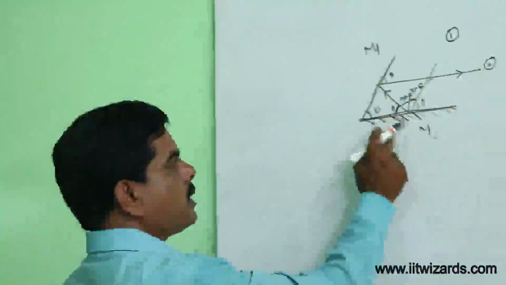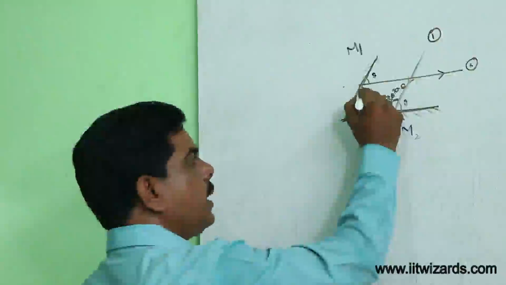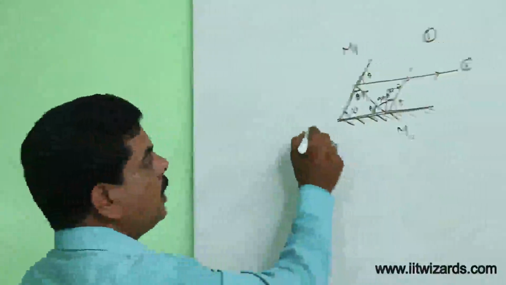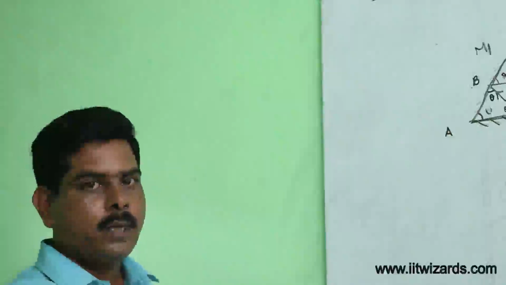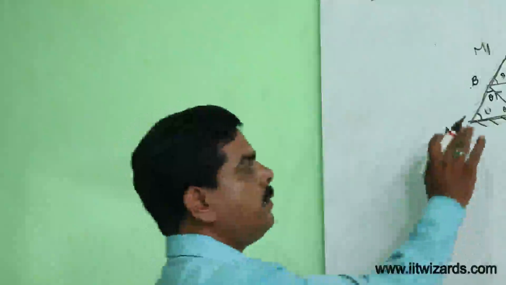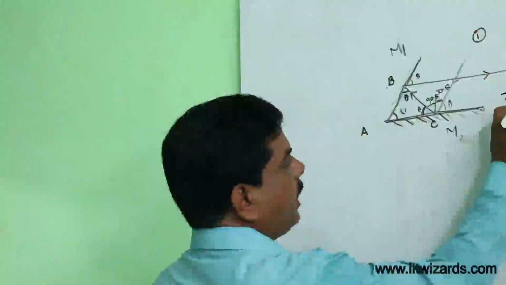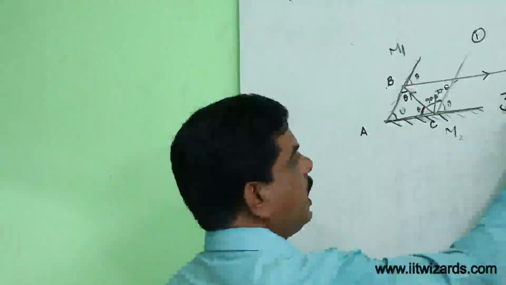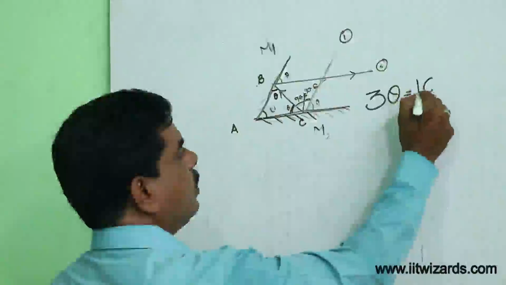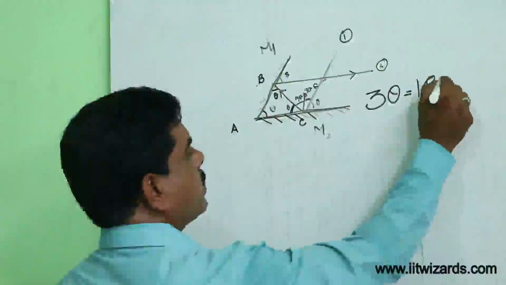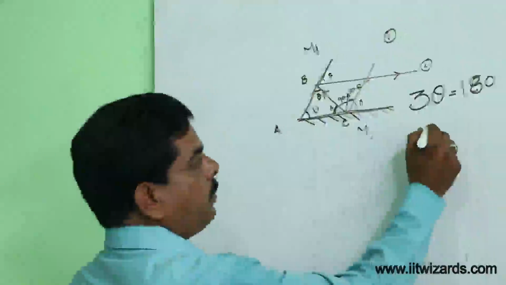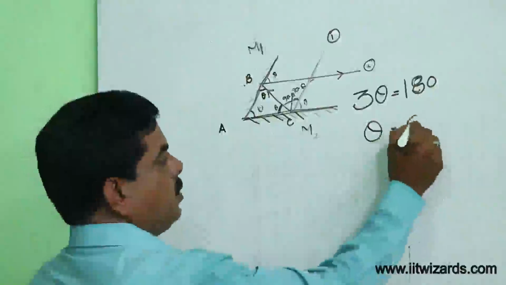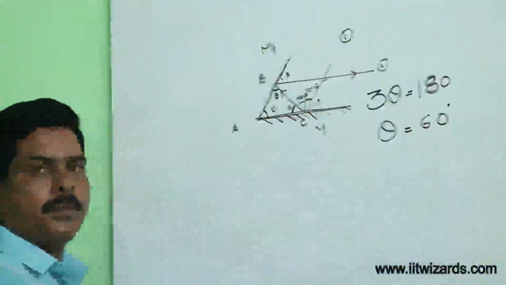Clear? Apply the same logic over here, then this also becomes theta. So here I have a triangle ABC in which all the angles are equal. This obviously means that this is an equilateral triangle. So for an equilateral triangle, the total angle 3 theta is equal to 180 degrees. That's the total angle in a triangle. So obviously, theta equals 60 degrees.